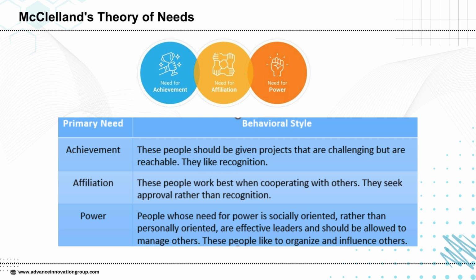Finally, those with a dominant need for power are motivated by influence and control. When this need is socially oriented, such individuals make effective leaders. They like to organize, manage, and influence others, and they perform well in leadership or decision-making positions. Managers should channel their drive toward positive leadership and guiding the team.